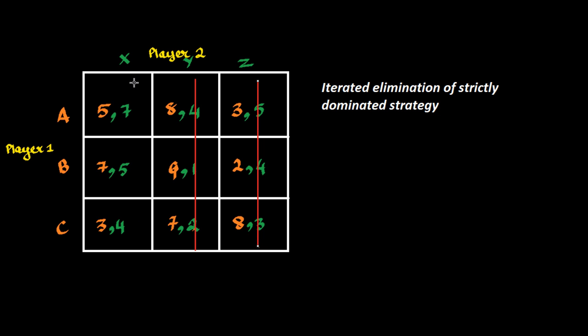Now, given that player 2 will always play X, what is the best strategy for player 1? The best strategy for player 1 is to play B, because that is giving him the highest payoff. This one. Is that okay? So this is the way you find the equilibrium using iterated elimination of strictly dominated strategies.